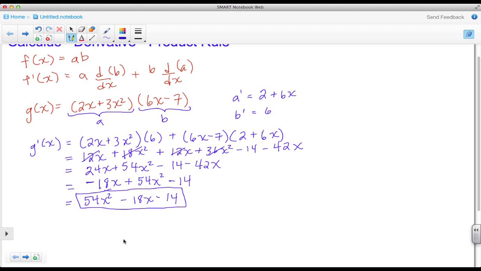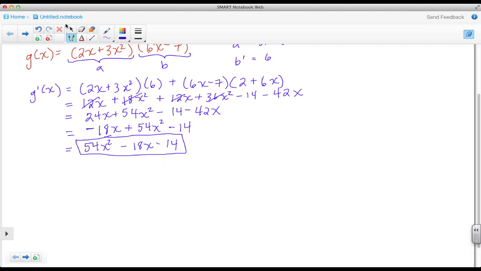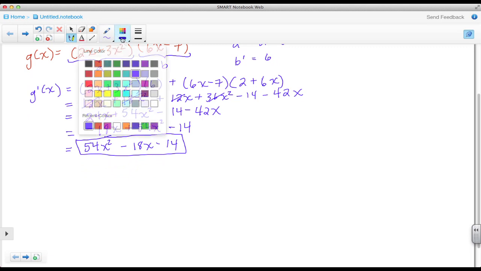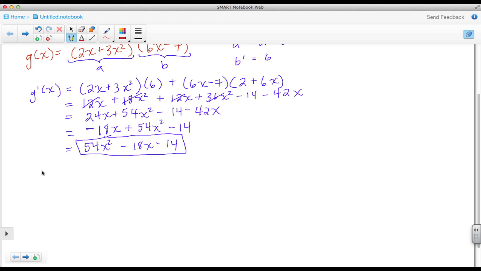All right, let's take a look at another example. Let's scroll down a bit, and let me go ahead and change color. Let's do this one in a reddish color. All right, for this one, let's say h of x is equal to 4x times 7x squared. And again, I'm going to use the product rule. So this here is going to be a, and this here is b.